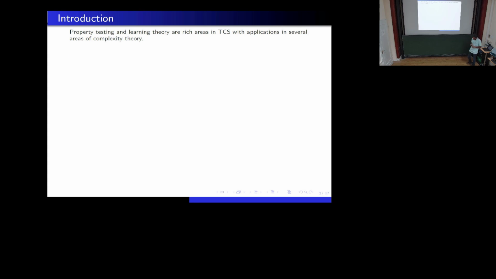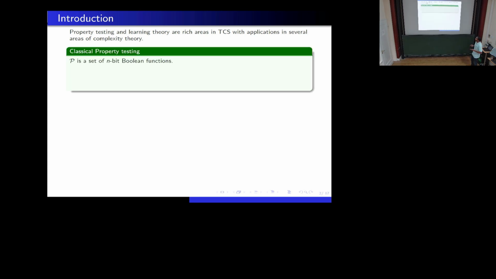Let me tell you what the problem is in classical property testing. You have a script P, which is a collection of n-bit Boolean functions. Somebody comes up to you and gives you query access to a function G. G is just an n-bit Boolean function, you don't know anything about it, but you can make queries to it. That is, you feed it X and it tells you G of X.